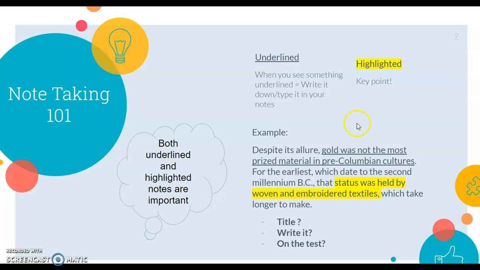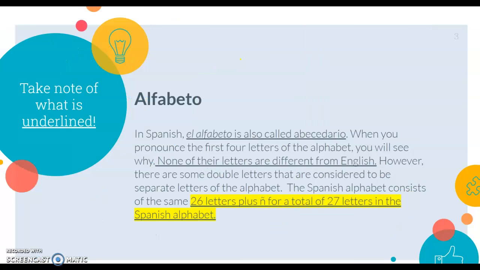For example, if I were to give you a copy of this slide and this was missing and it's underlined, then you would type that in. And this would be underlined, so that means if you had a test, you probably need to study. Alright, so let's get started.